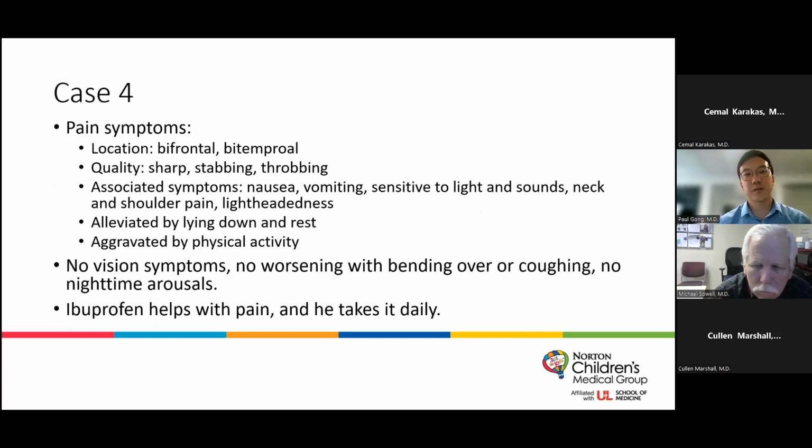His headaches are described as bifrontal or bitemporal, a sharp, stabbing, throbbing quality. He has nausea, vomiting, sensitivity to light and sound, neck and shoulder pain, as well as lightheadedness with his headaches. Headaches are resolved by lying down and resting and worsened by physical activity. He does not have any visual symptoms, no worsening with Valsalva or bending over, and no nighttime arousals. Ibuprofen does help with pain. He does take it daily.